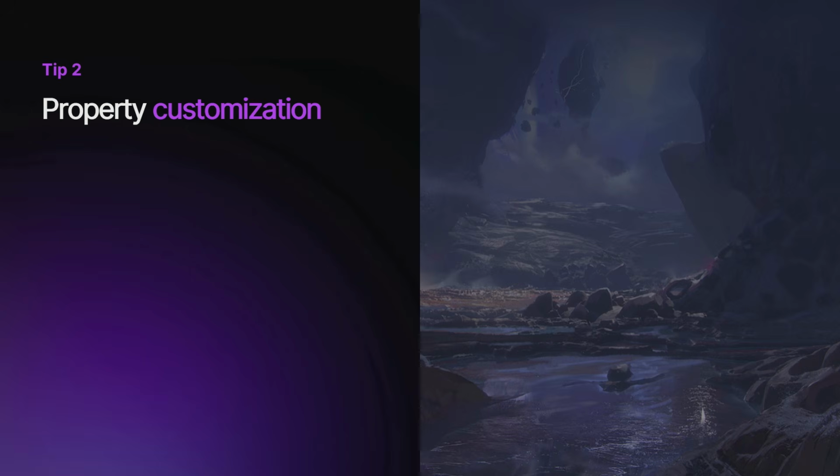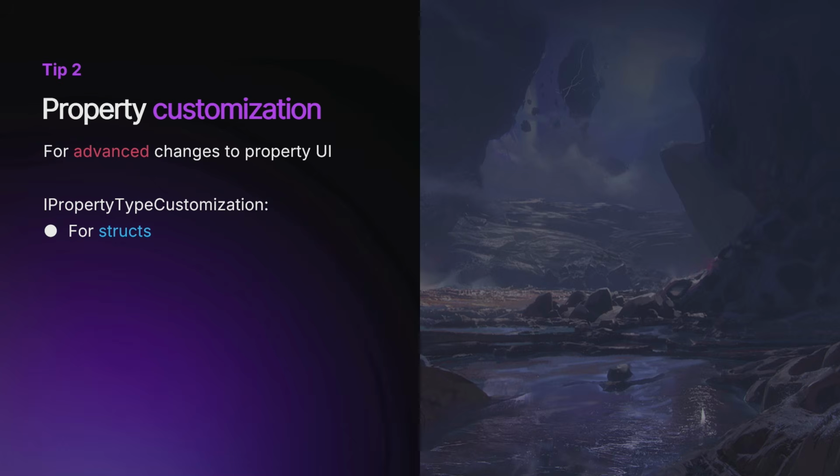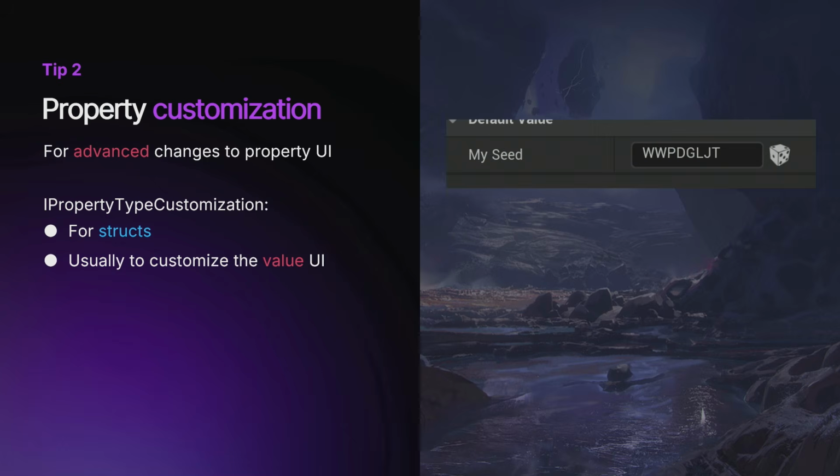If you cannot do what you want with property metadata, you can use property customization. This is for more advanced changes to the property UI. We have 2 types of property customization in Unreal. We have the property type customization. This is to customize structs. So it's mainly to customize the value UI. What I mean by value UI is the right column over there. So we can see that we have this seed property, and then we have a custom UI on the right.